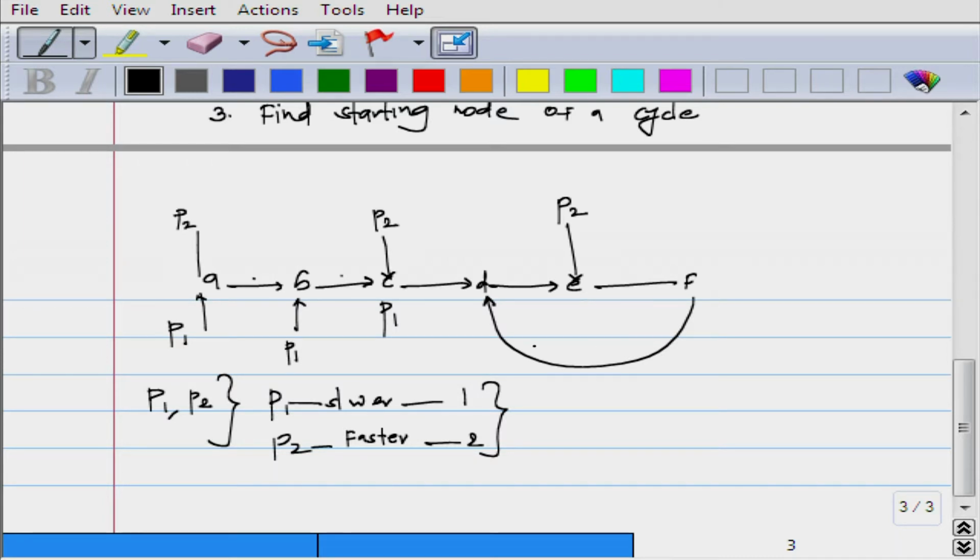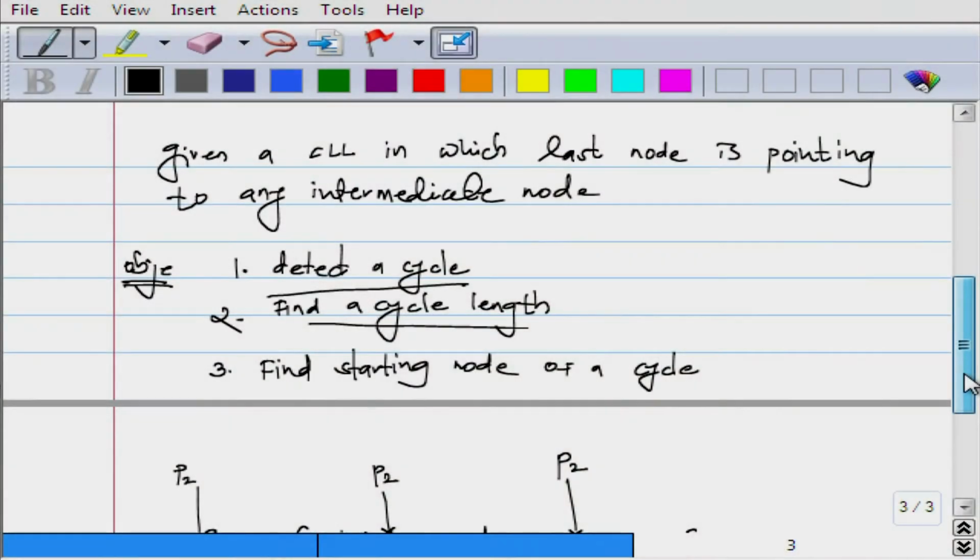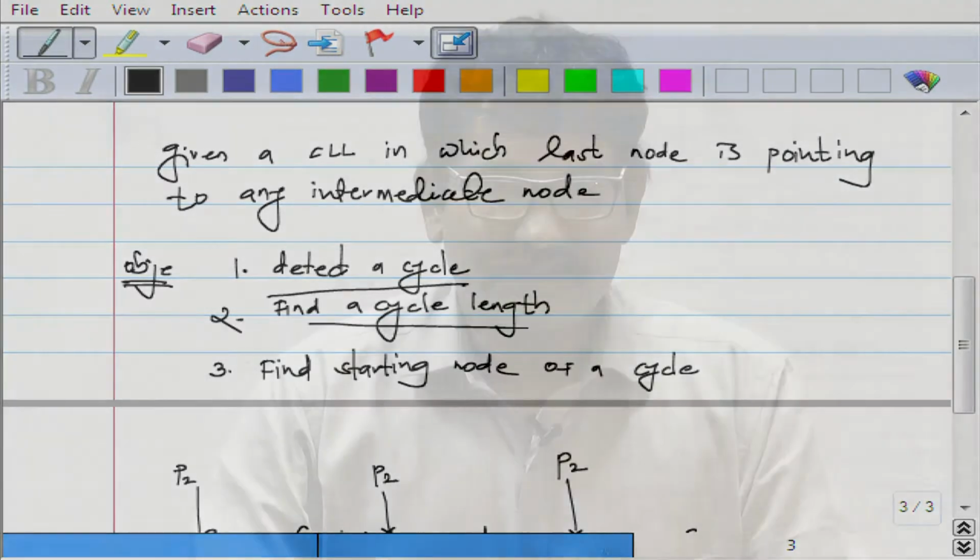Then by the next step, P2 is pointing to D, and P1 is also pointing to D. It means both the pointers P1 and P2, one slower, another faster, are meeting at one of the points, so there is a cycle. Our first objective, detecting a cycle, was achieved, the cycle is identified. Now we will move on to the next objective: find the cycle length.